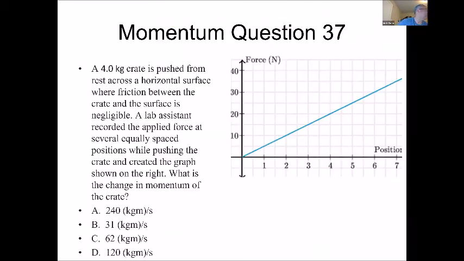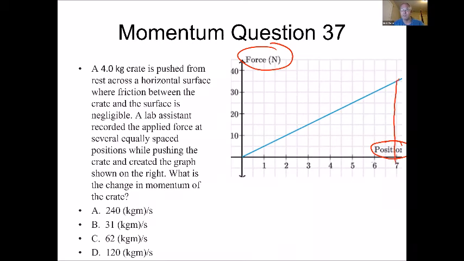All right, here's 37. So again, this time we're looking at a force versus position curve. A 4 kilogram crate is pushed from rest along a horizontal surface where friction between the crate and the surface is negligible. A lab assistant recorded the applied force at several equally spaced positions while pushing the crate and created the graph shown on the right. What is the change in momentum of the crate? Well, first of all, since this is a force versus position curve, the area under the curve is going to be equal to work.